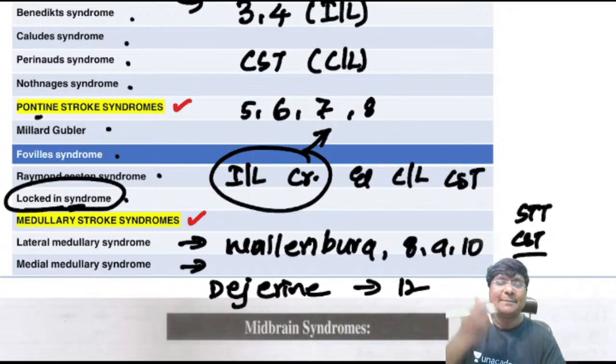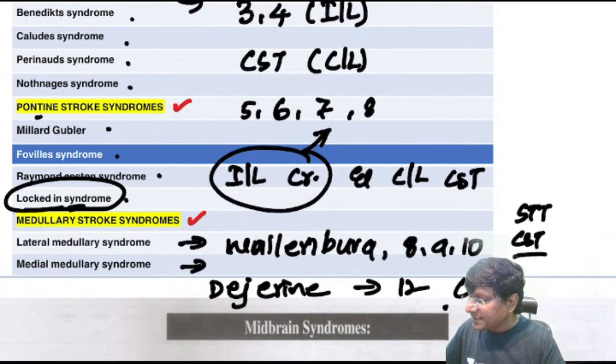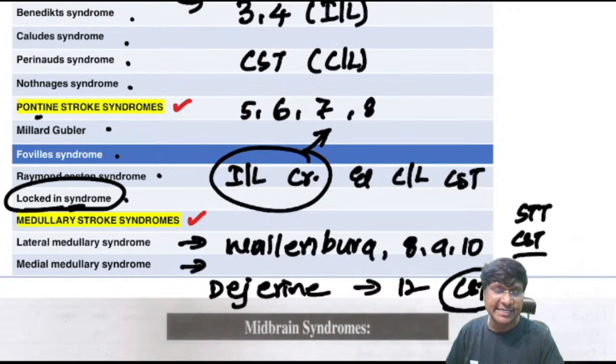The 12th cranial nerve on the ipsilateral side, that is the one which is supplying the tongue. Then the corticospinal tract, which is affected on the opposite side. Okay, so that is about your medial medullary syndrome.